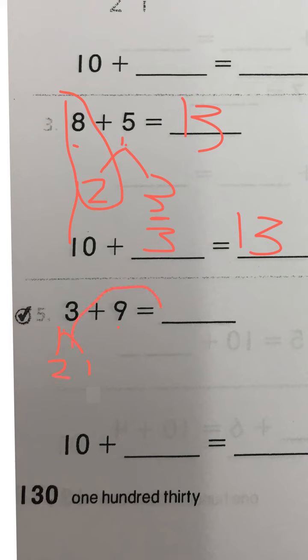So then they've made their 10. And then they need to write down the number that is outside of their circle. And so 10 plus 2 becomes 12. And then 3 plus 9 equals 12.